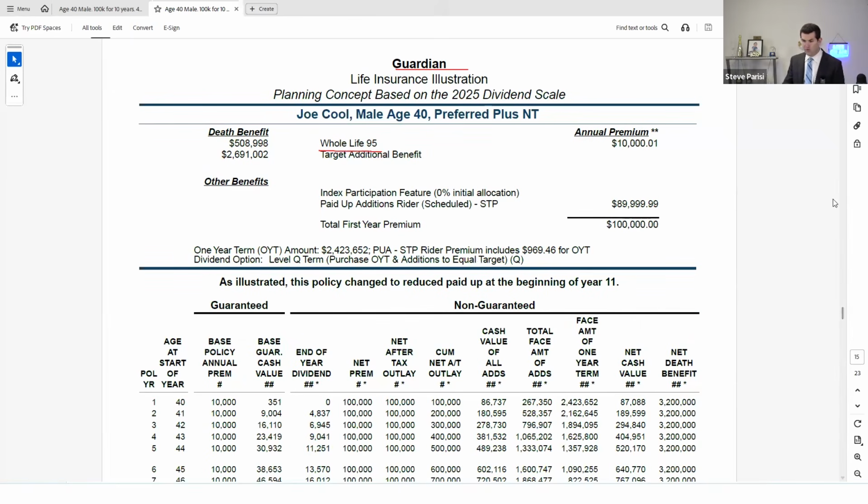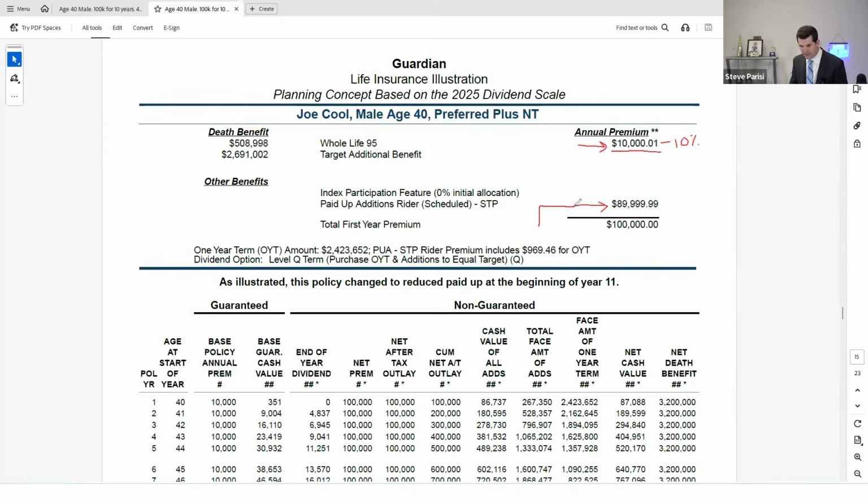So, what we've got here, same L95 product. The difference is instead of a $40,000 base premium, you've got a $10,000 base premium. Your PUA rider reads 90 grand. It's actually a little bit less. It's closer to about 89,000.